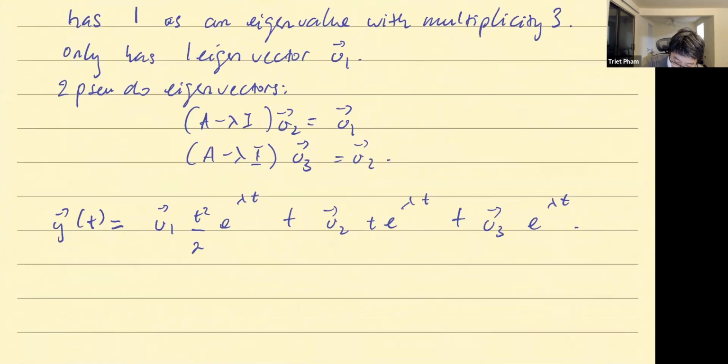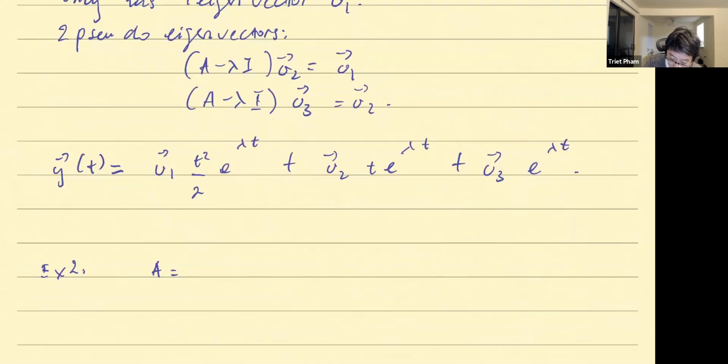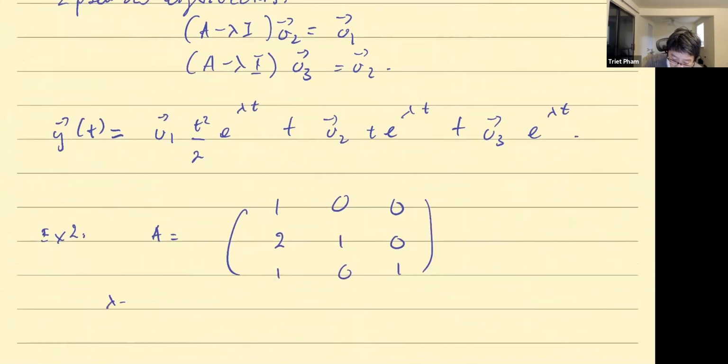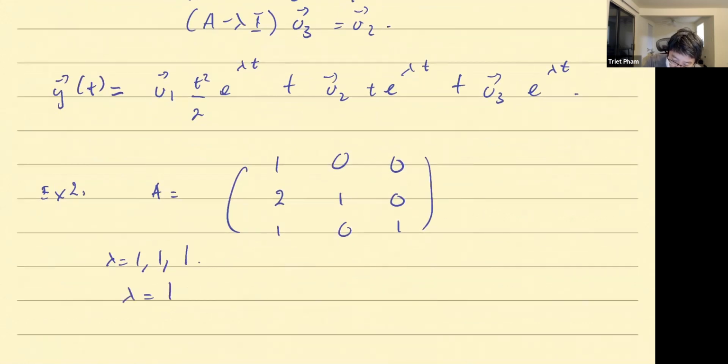But what about the case where we were at the end of the class last time, with multiplicity 3, but two eigenvectors, okay? So lambda equals to 1, 1, 1. But when you look at lambda equals to 1, then you got 0, 0, 0, 2, 0, 0, 1, 0, 0, times, let's say, times v equal to 0.